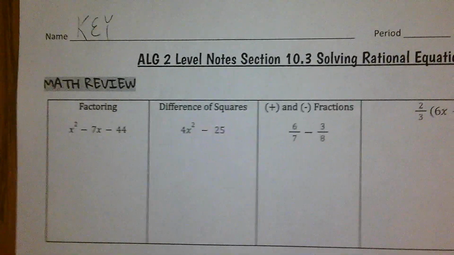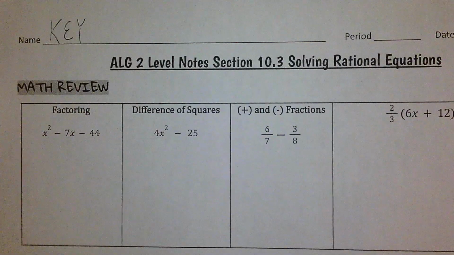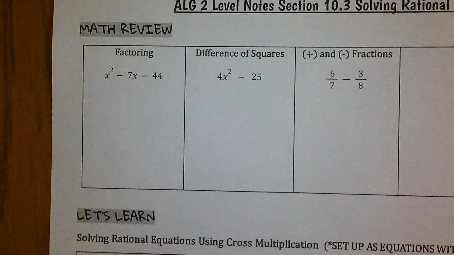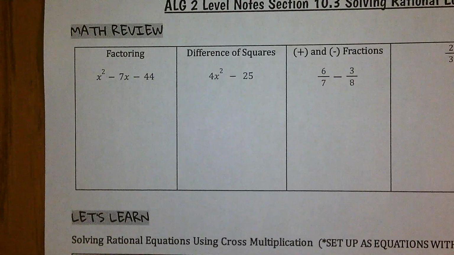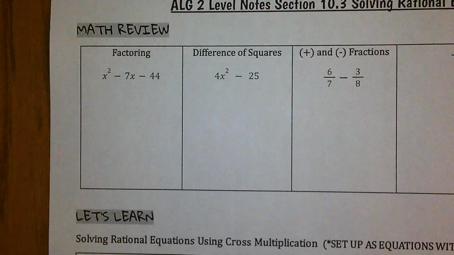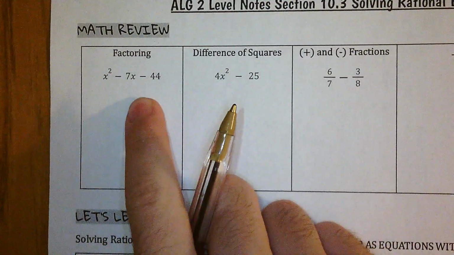So these are the 10.3 notes for solving rational equations. Let's start with a math review. We want to factor x squared minus 7x minus 44.